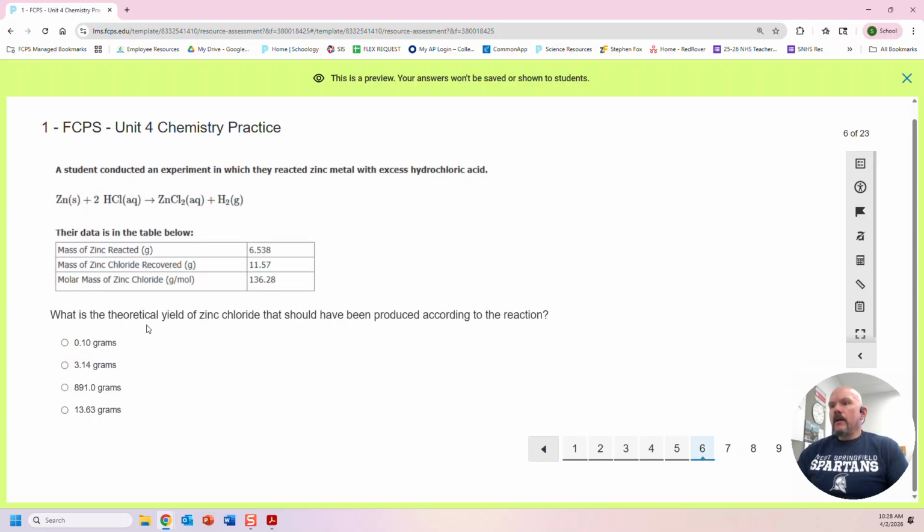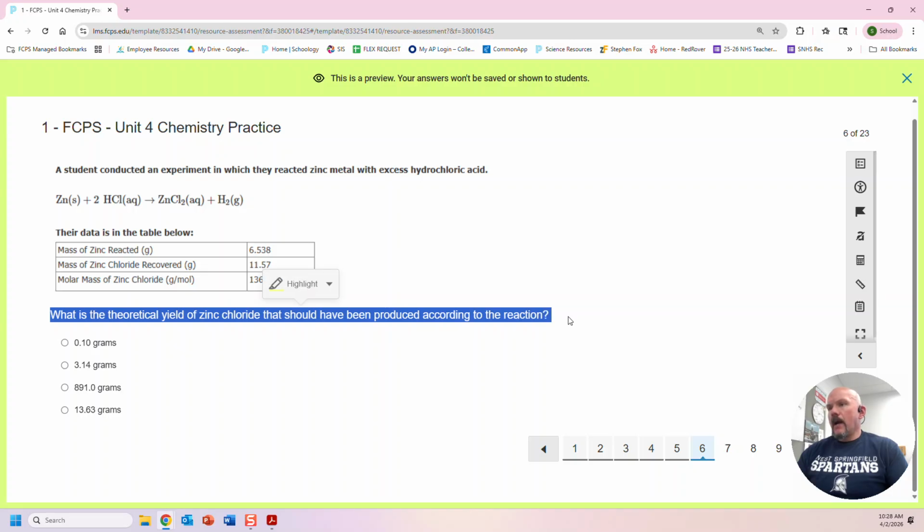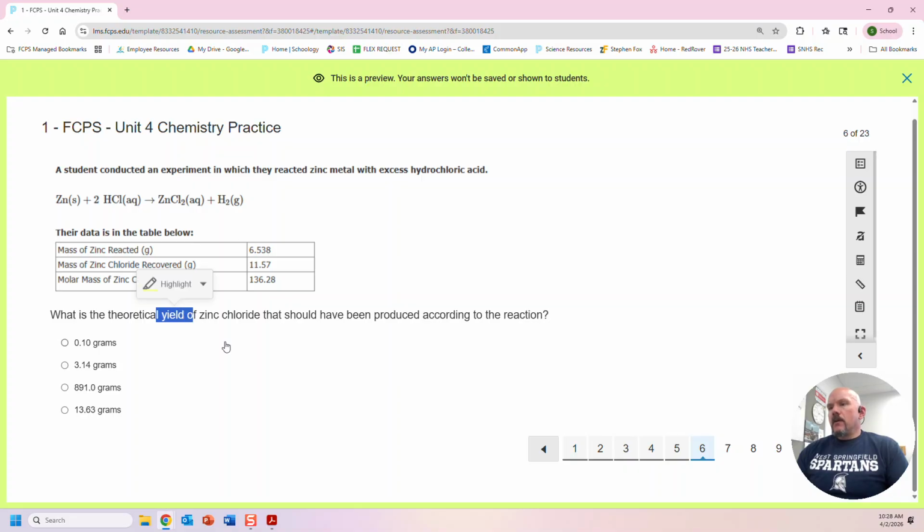All right, so here we're trying to figure out what the theoretical yield of zinc chloride should be based on the data. All right, remember, yield just means produced. So if you look at the data, they reacted, it wasn't a combustion reaction, this many grams of zinc and this is how many grams of zinc chloride were produced. Okay. So that's the actual yield. That was what was actually produced when you did the experiment. But in theory, we probably should have gotten more zinc chloride.